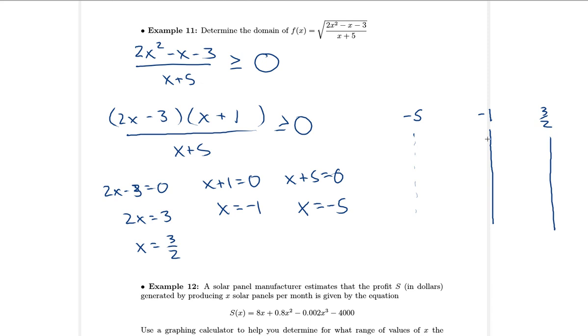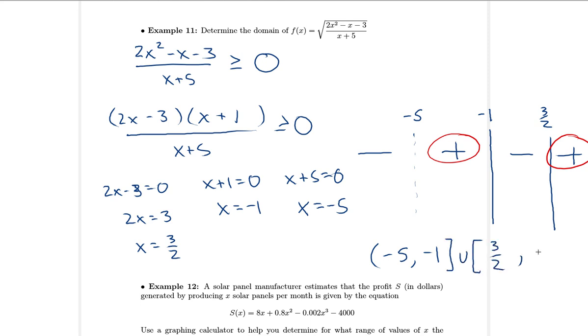And again, when we plug in values that are in each interval, here you'll end up with negative, positive, negative, positive, and we of course want to keep the positives. Right, we're keeping those. So this ends up being negative 5 to negative 1 with parentheses on the negative 5, brackets on the negative 1, and then join that up with bracket 3/2 up to infinity.